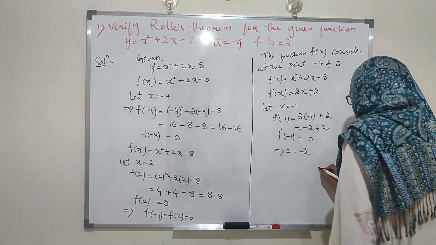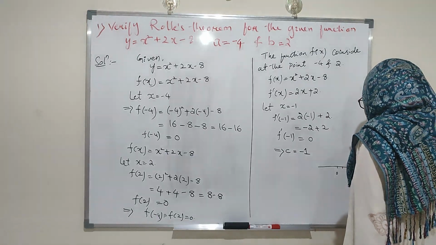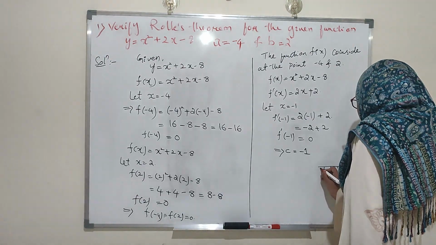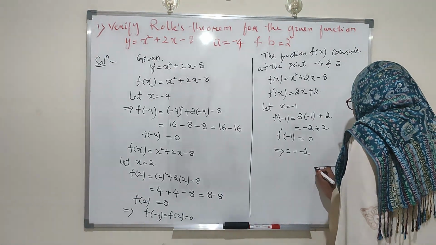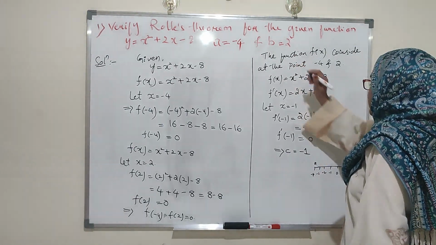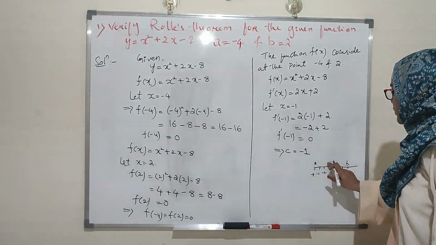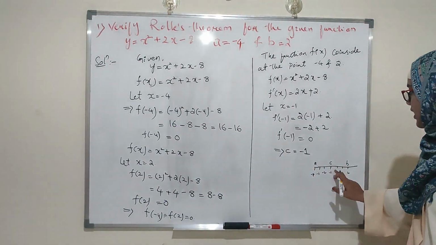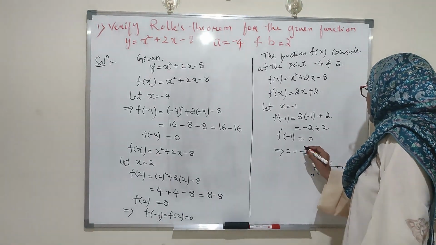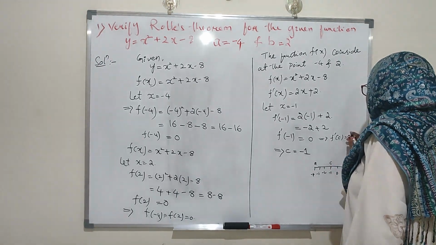On the real number line we can see 0, plus 1, plus 2, minus 1, minus 2, minus 3 and minus 4. This minus 4 is A, plus 2 is B, minus 1 is C here. So C lies in between A and B, and f dash of C is equal to 0. According to Rolle's theorem, this implies f dash of C is equal to 0. This is the second part of Rolle's theorem.